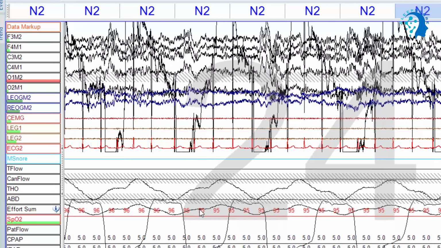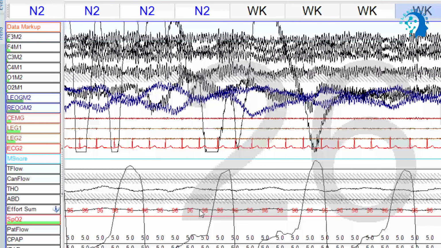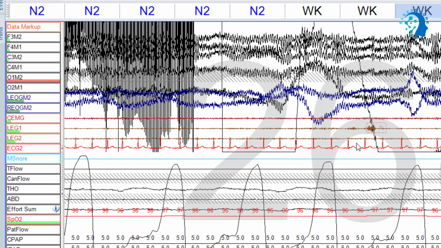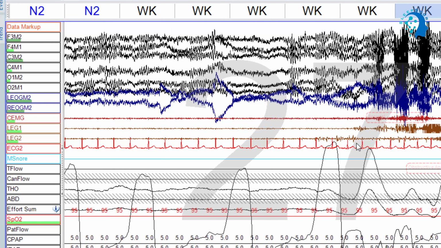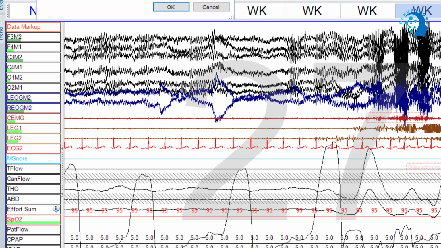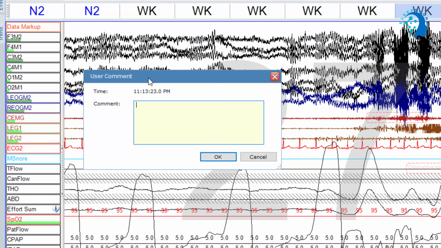After a while, let me check. Now here, O1 was bad. That means the technician may be in the room fixing the O1. Now O1 is fixed, but the technician did not put a comment. So we have to put a comment over here. So what I'm going to do now is TIR. Normally we write TIR, technician in room, to fix the O1.